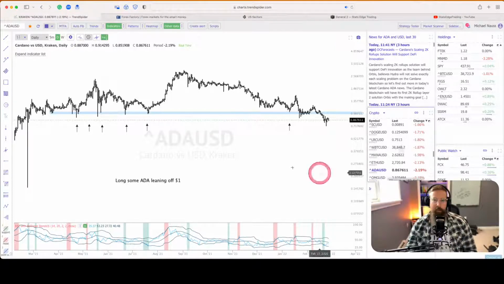ADA, again, it was holding this $1 level. I took a couple trades above here. Around here, I still had the order out about, I think, 120, 115 or so. I was talking about it in the room with someone.